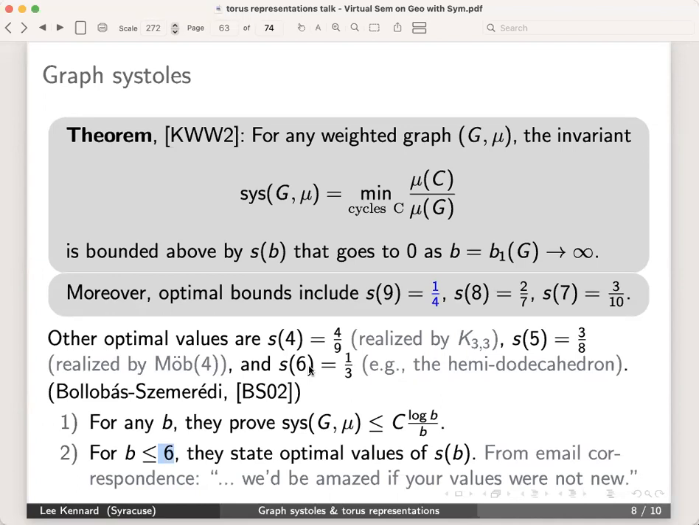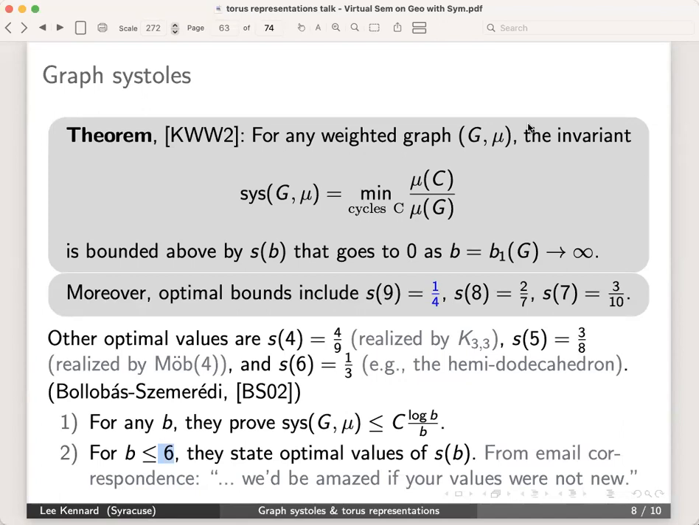So we laugh about this because there's different ways to interpret this. One interpretation is that these very prominent graph theorists, with hundreds of papers, thousands of citations, were amazed by our brilliance and computational ability. Maybe. Of course, a more likely interpretation is that they were amazed that anyone cared enough to compute these values.